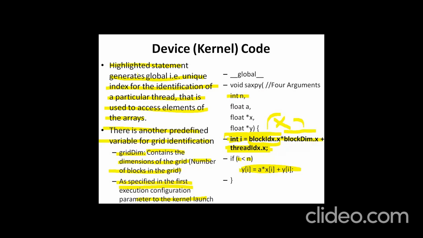No, this block IDX dot x is the index of the block. Which block? The block number, I mean to say. So we gave an execution configuration, the number of blocks, and that will determine the block indices, maybe 0 to whatever it is, let's say 0 to 255, if we have launched 256 blocks, right?